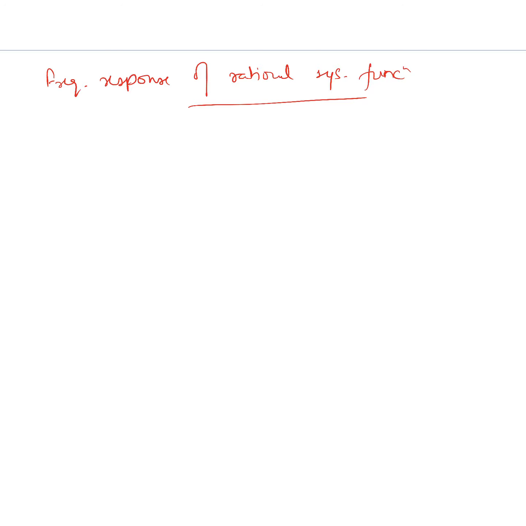Okay. So let's quickly write the expression. What we want to see is that H of e to the power j omega is expressed as the ratio of two polynomials. In the numerator we have the sum over k equal to 0 to M of b_k e to the power minus j omega k, while in the denominator we have the sum over k equal to 0 to N of a_k e to the power minus j omega k. If you recall, we had also expressed it using the multiplication operator, where it's the multiplications of various poles and zeros.